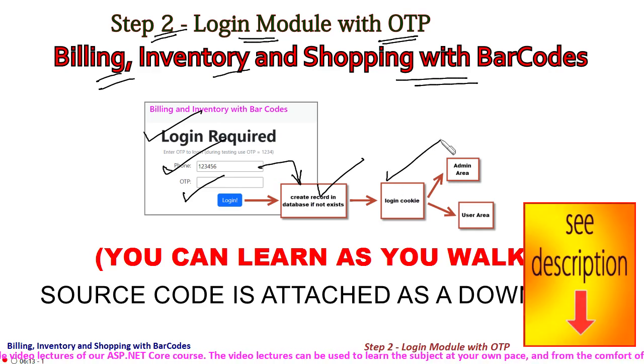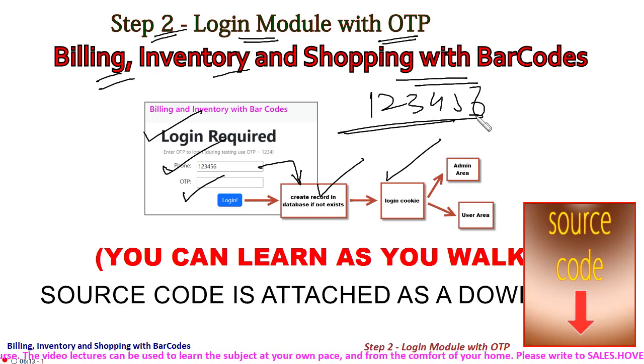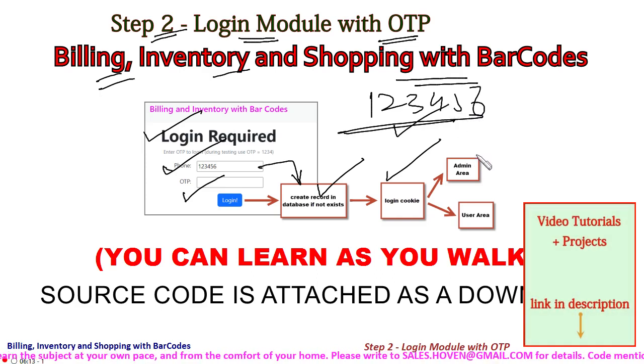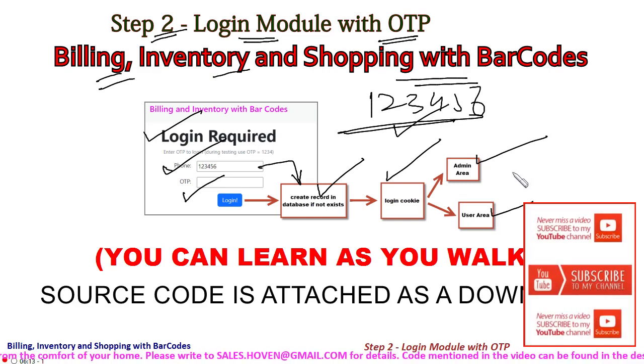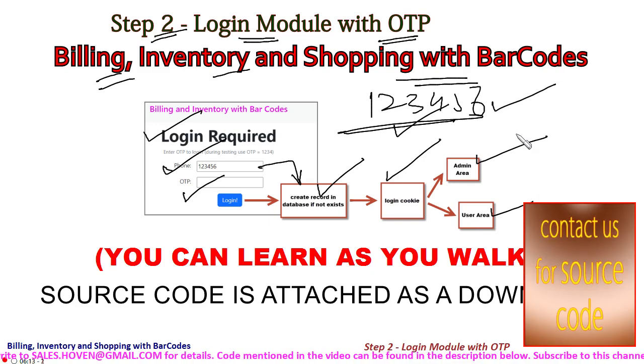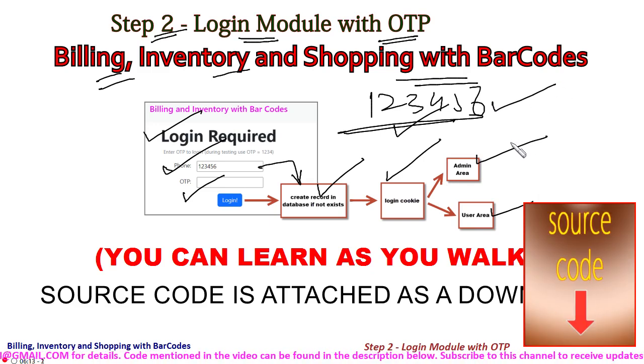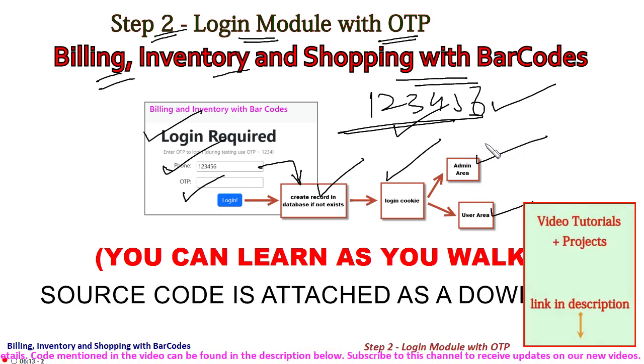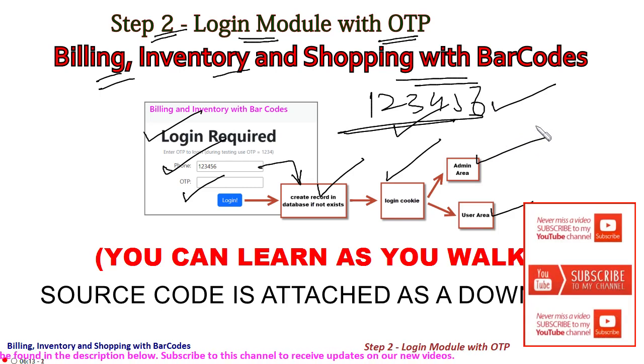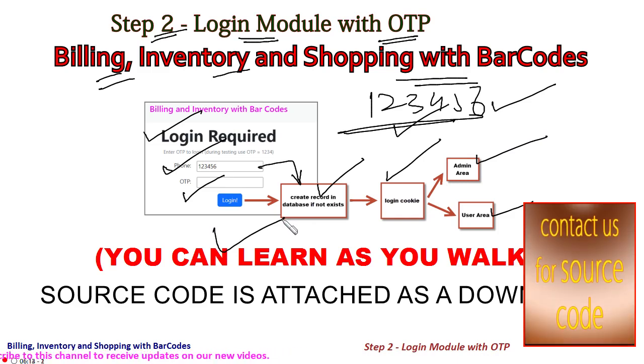And we have hard coded 1, 2, 3, 4, 5, 6 as the phone number of the admin. So if a user logs in with this phone number, then he will be taken to the admin area, otherwise he will be taken to the user area. We have hard coded this just for the sake of convenience, but in a real project you can use some sort of environment setting, or whatever is possible for you, to specify the phone number of the administrator or of the administrators.